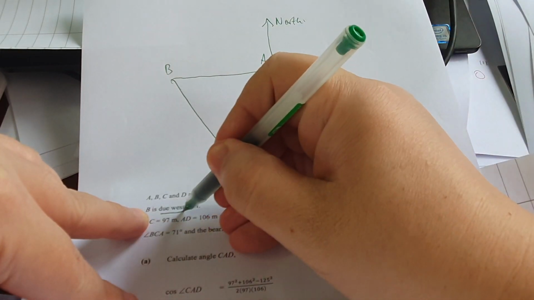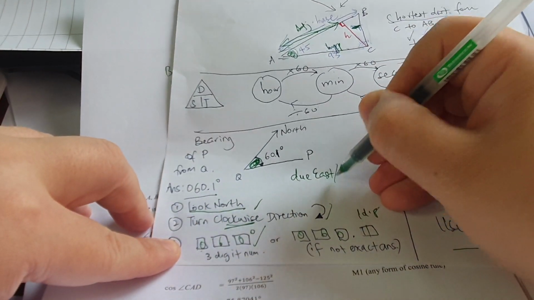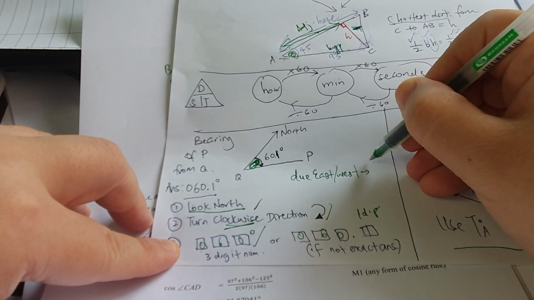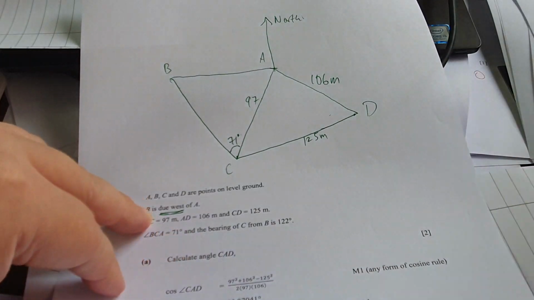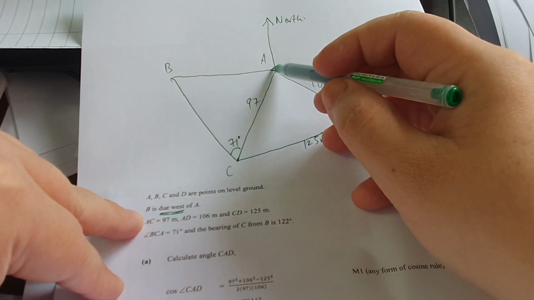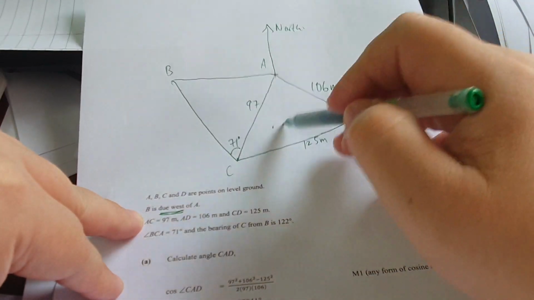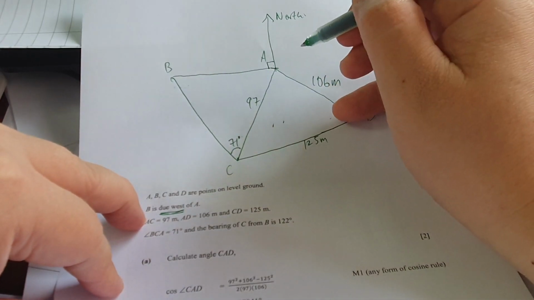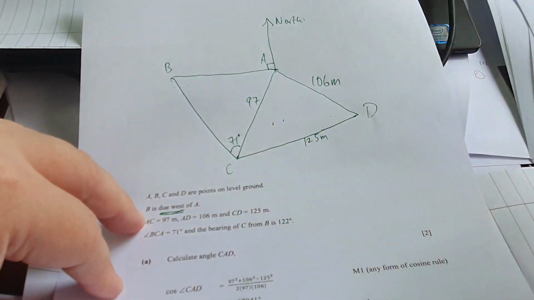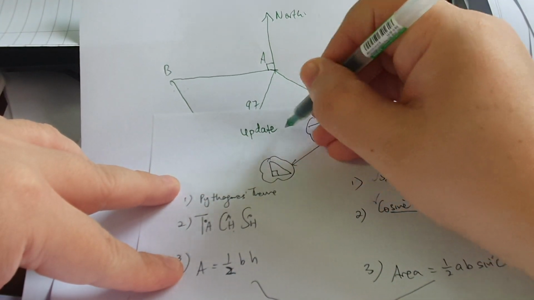Now whenever you see this due west, I didn't write here, but due east, due west, what they're trying to tell you is to look out for 90 degrees. In this case, B is due north, south, east, west. You see, north, south, east, west. So B is due west of A. That means they're trying to tell you this is 90.